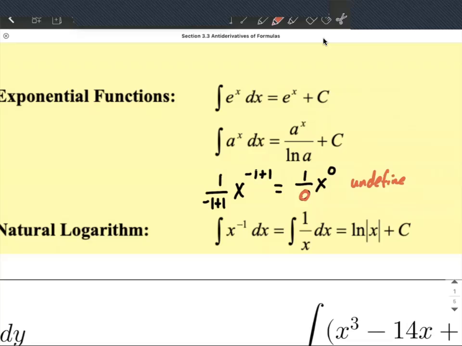So it'll take practice in a few of these, but you're going to notice as you do them, if you try to use the power rule in this circumstance, you're going to be dividing by 0, and hopefully bells and whistles go off and you're like, I can't do that. That's not allowed. This is that special case where it's going to work out to be natural log.